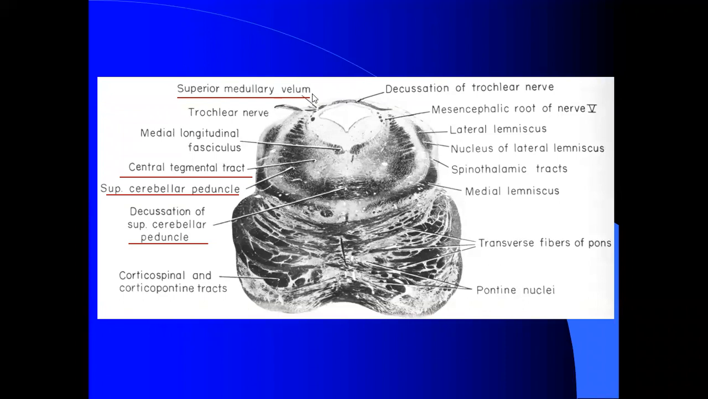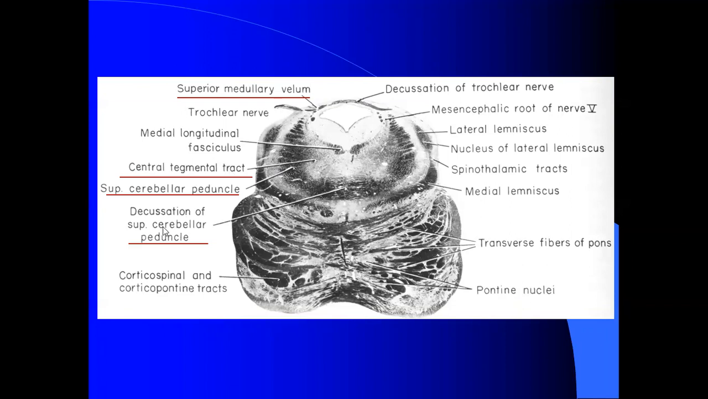Okay, so let's just work our way around. Here's the MLF. So this is, of course, a Weigert stain, and what you're not seeing is gray matter. All right, so this is going to be our periaqueductal gray. The MLF. Here's the central tegmental tract here. All right. Here's the superior cerebellar peduncle, quite large.